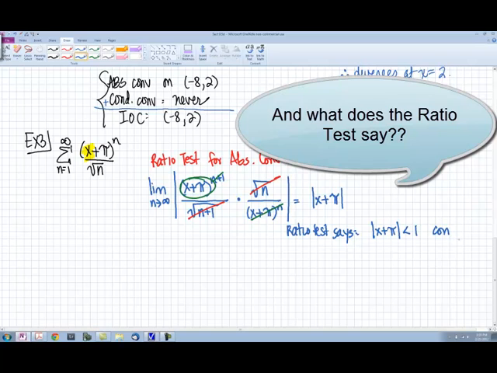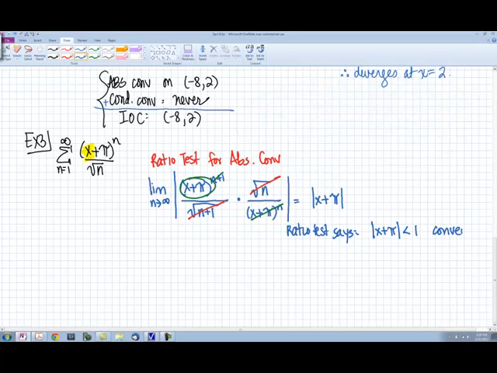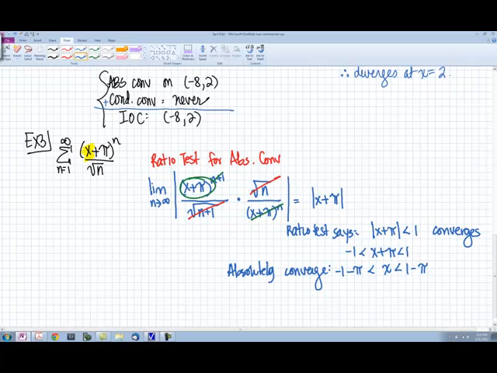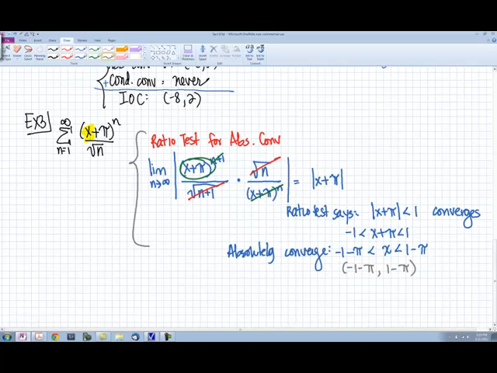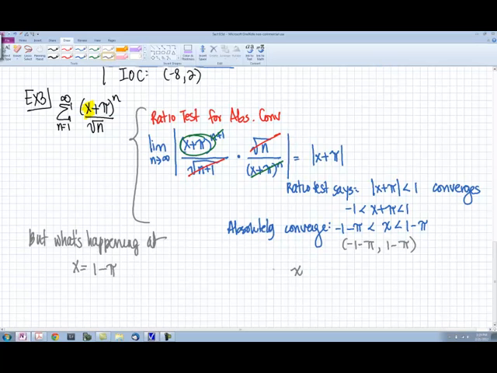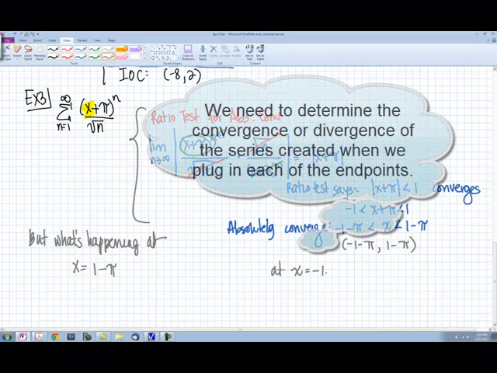If the absolute value of x plus pi is less than 1, then the series converges. x plus pi is between 1 and negative 1, so x is between 1 minus pi and negative 1 minus pi. And it is going to absolutely converge on that interval. What I don't know is what's happening at the endpoints.